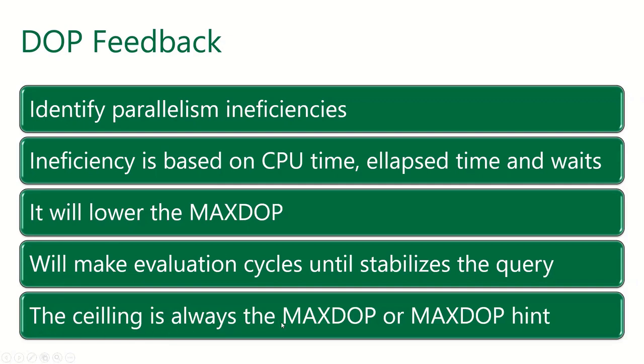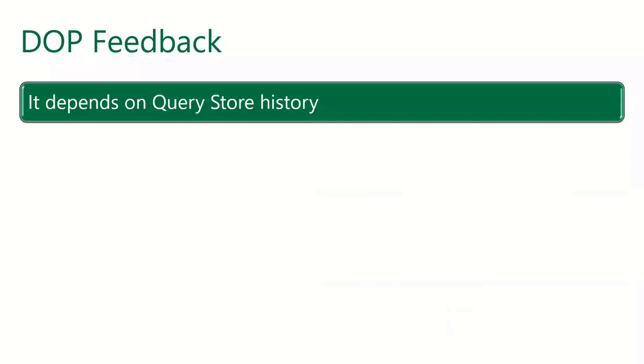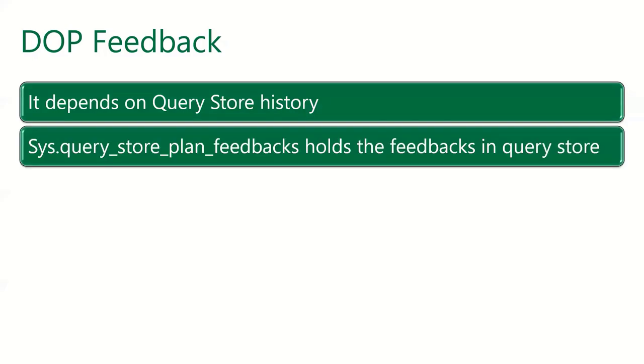The ceiling is always the max DOP or max DOP hint. Why the ceiling, if I'm saying that it only lowers the max DOP? In some situations, a reevaluation could happen after a feedback was applied. SQL Server may decide to reevaluate and increase the max DOP of a query that already has a DOP feedback. So it may decide to increase the DOP back. It depends on the query store history. This feature depends on query store history.